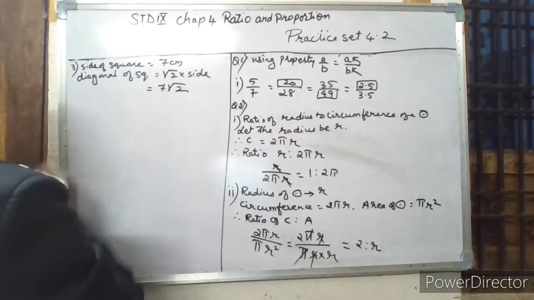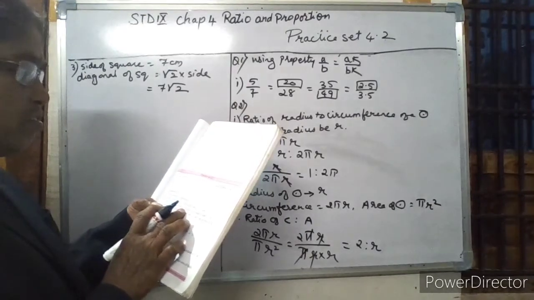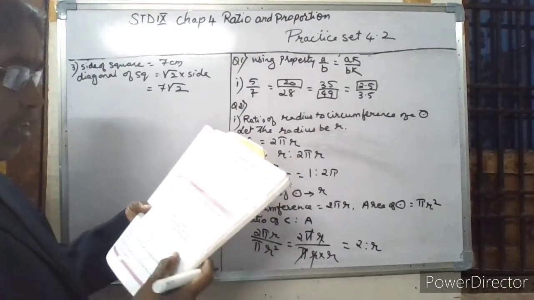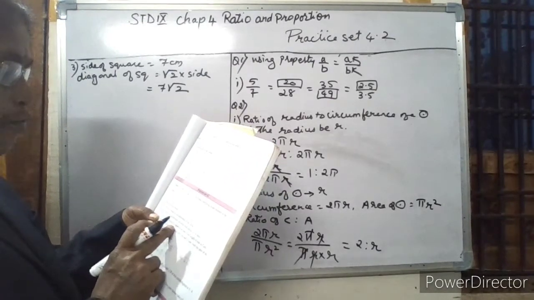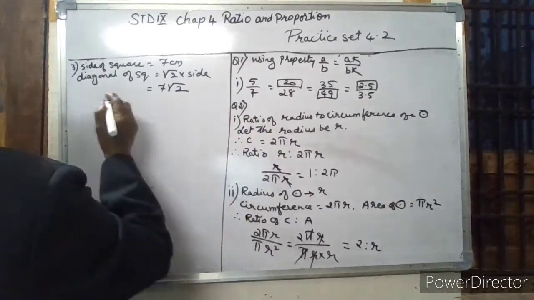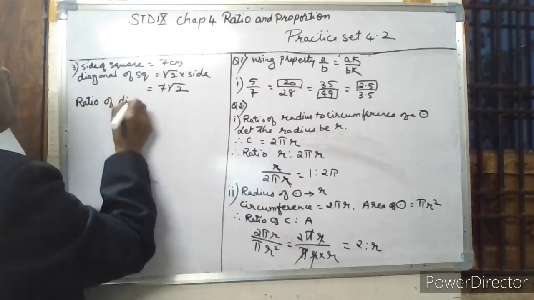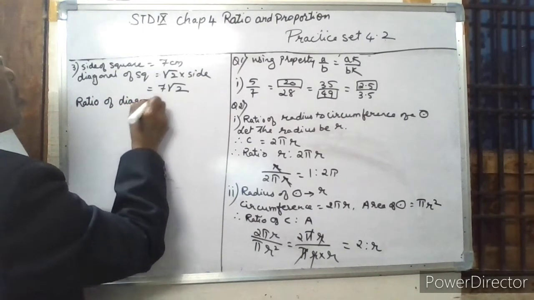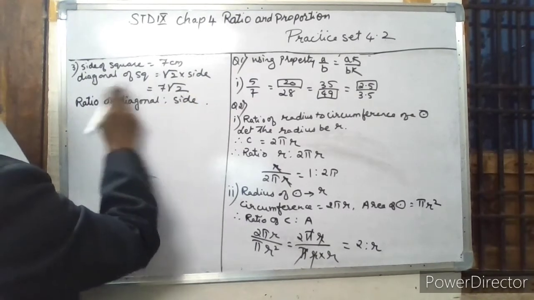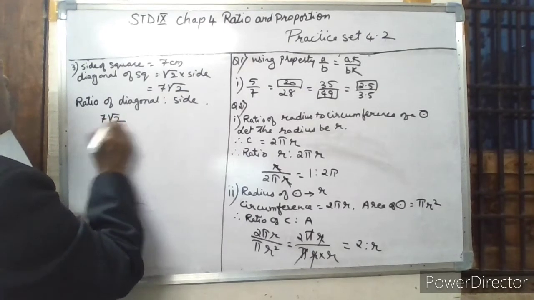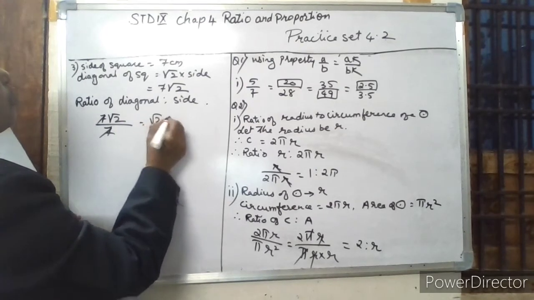Now we have to find the ratio of the diagonal of a square to its side. So find the ratio of diagonal is to side. So diagonal is 7 root 2 upon side is 7. So 7 cancels. So it is root 2 is to 1. Fourth question.